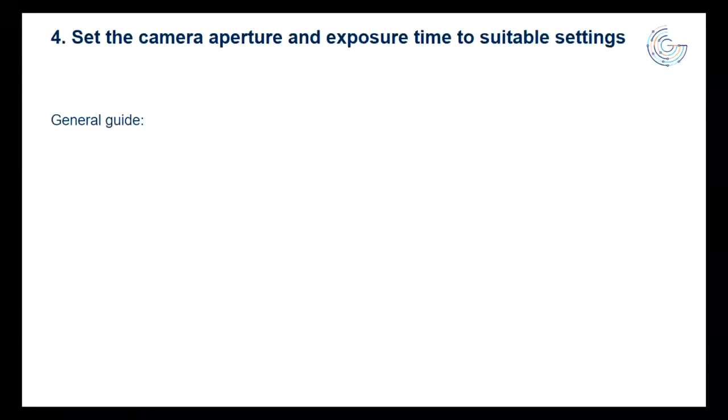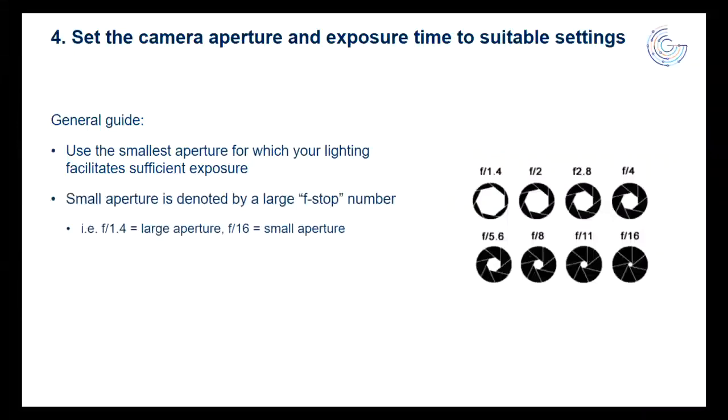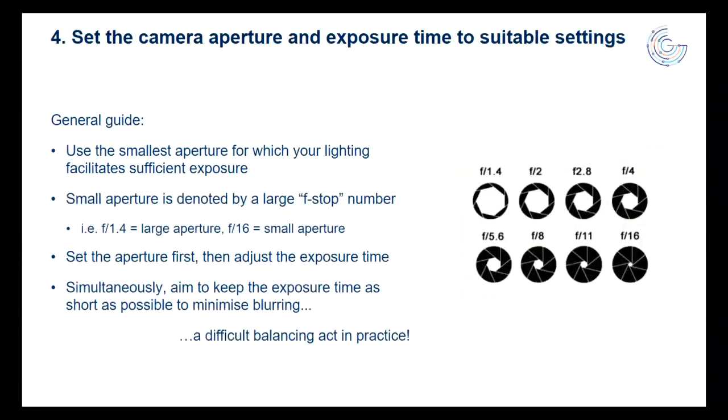So we've got our camera in position, we've got some nice lighting. Now we need to work out the appropriate settings for the camera. My general approach is to find the smallest aperture for which the lighting facilitates sufficient exposure. Slightly curiously, a big number on the aperture means a small aperture in reality, right? So f1.4 is a very big aperture, f16 is very small. We want the smallest possible aperture, so the biggest f-stop, in order to achieve good focus across the image, okay?